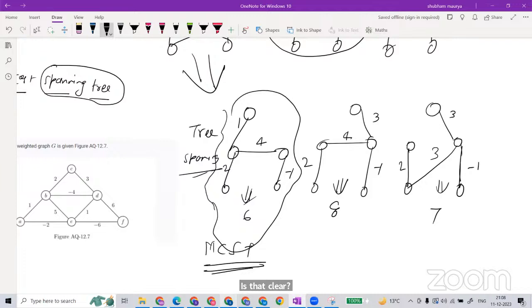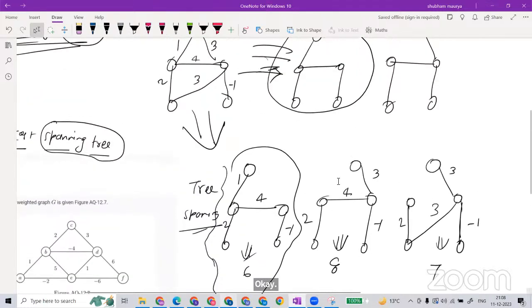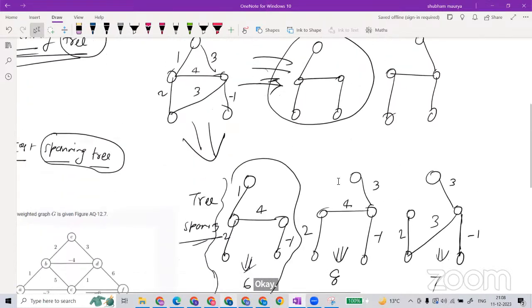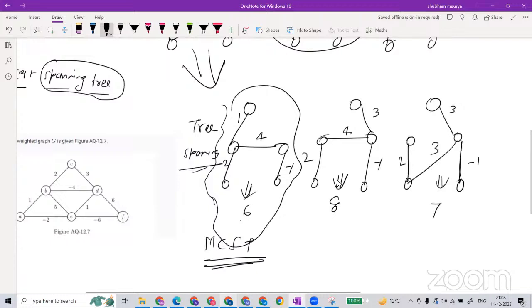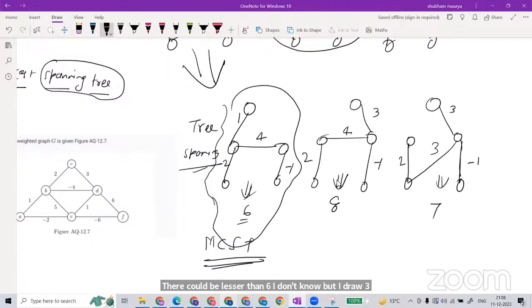Now, see, what I did here is draw the spanning trees. Even I don't know what other spanning trees could be possible. There could be one lesser than 6, I don't know, but I drew 3 and compared these 3 and said this is the minimum cost spanning tree. Maybe it could have lesser, I don't know.